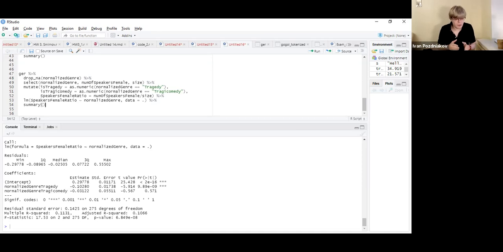I think also in terms of tragedies and tragicomedies, which genres have more speaker female ratio, which less, you can even test it by yourself using, for example, the group by and summarize functions. So try to answer this question. You now know that there are some differences, but try to understand in which direction you have this difference. In your free time, if you want.